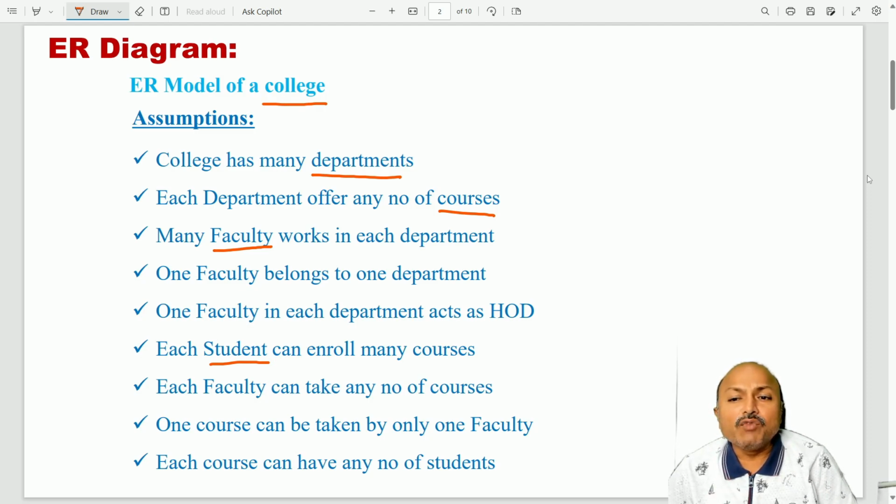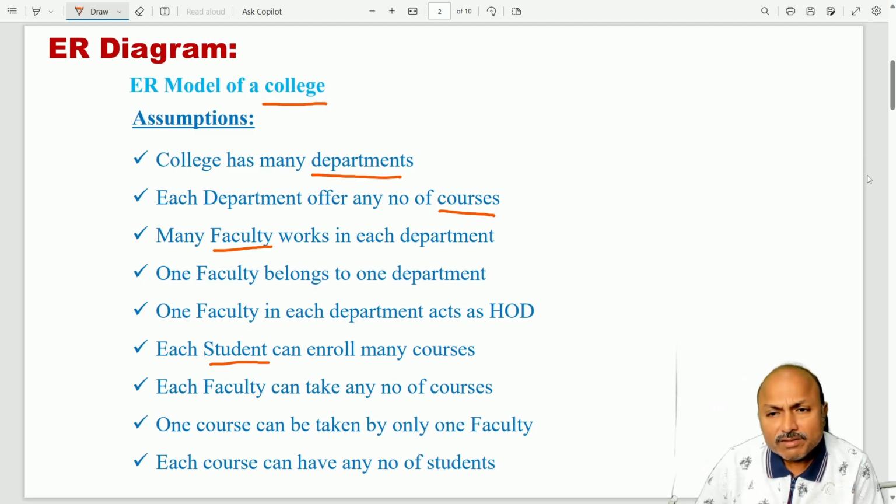Each department offers any number of courses. No doubt, it offers many courses. Many subjects you have. Each subject you can consider as one course. Am I right? So many courses it can offer. And many faculty work in the department. Each department has many faculty. One faculty belongs to one department.